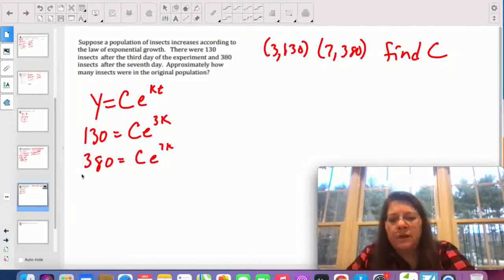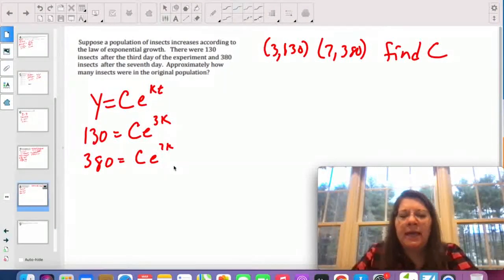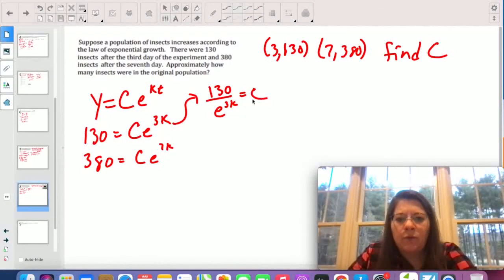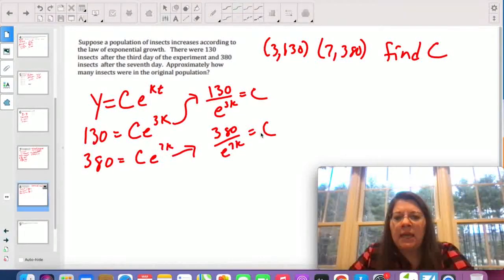So maybe you'll notice here, we have 2 equations with 2 unknowns. So I can solve this using systems of equations. Since we know that C has to be the same for both of these in order for this situation to work, then couldn't I get C by dividing by e to the 3k here? And over here, I could get C by dividing by e to the 7k. So I have, for the first equation, 130 divided by e to the 3k equals C. And for the second equation, 380 over e to the 7k equals C.